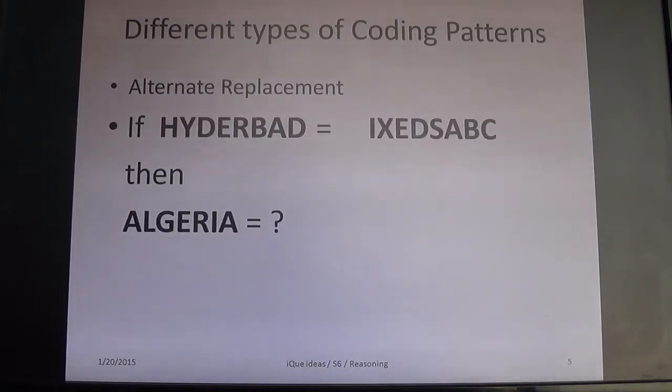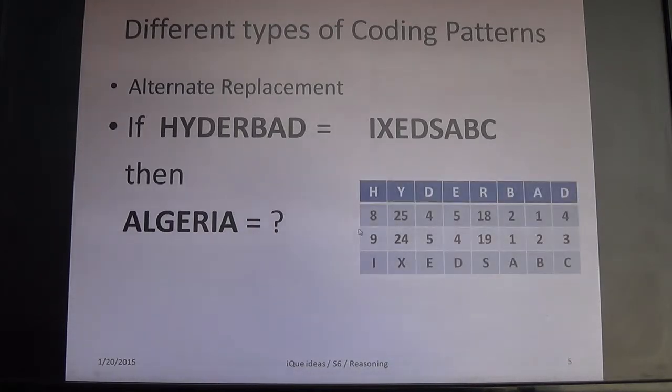Now, alternate replacement. Let's take an example. If Hyderabad is coded as IXC, DS, ABC, what is Algeria coded as? Let me just crack the code for you. You will be able to identify the answer on your own.